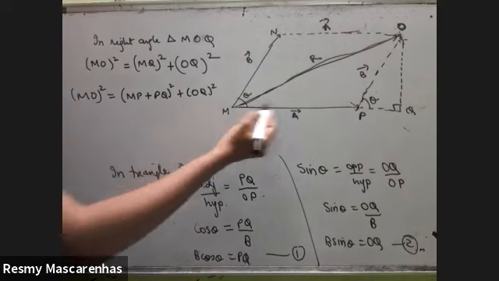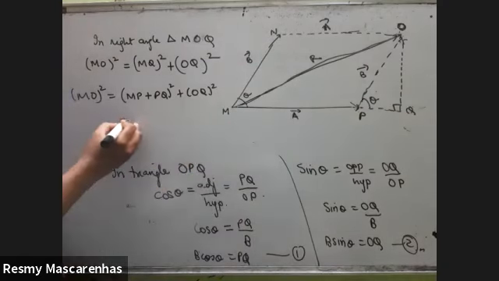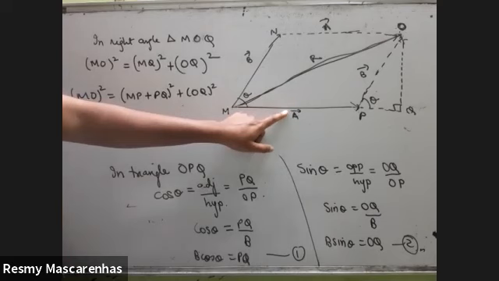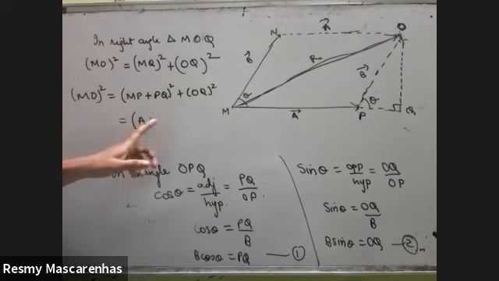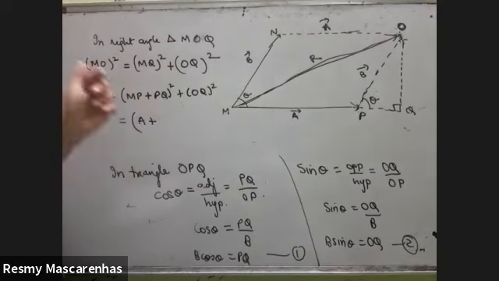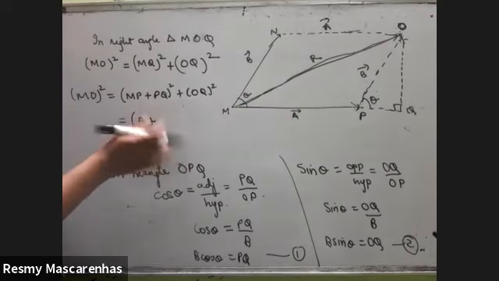What is the value of MP? MP is nothing but A. If this is 20 units, we would have to write it as 20 that way. So M to P is nothing but A. We don't have to put vectors, because we are calculating the normal value now. We are calculating the magnitude, so we have to take normal A.